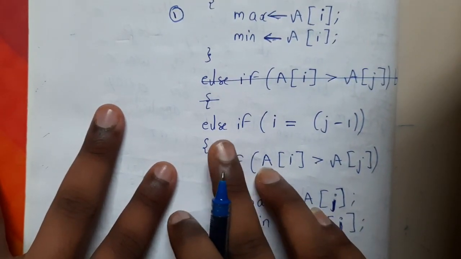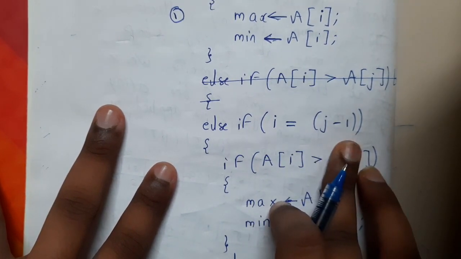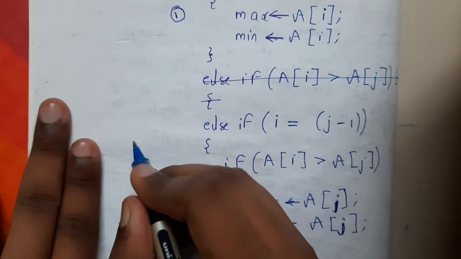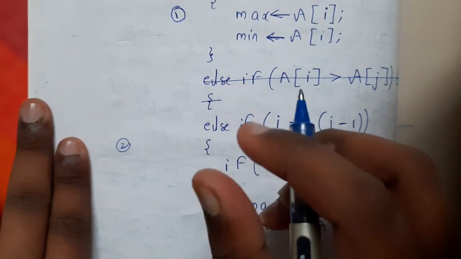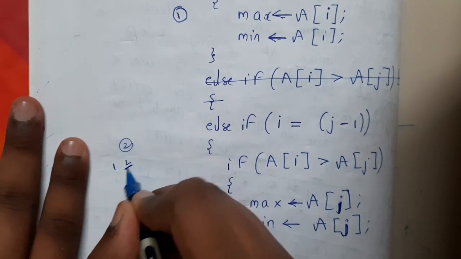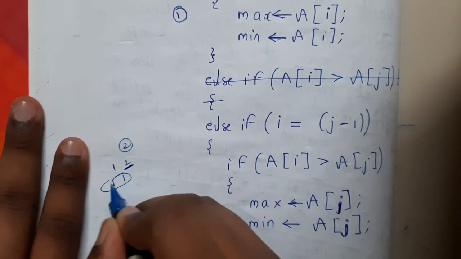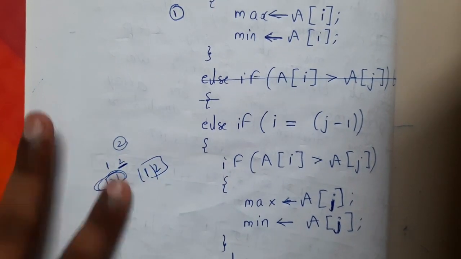Else if i is equal to j minus 1. Indirectly, here we are having only two elements. i is equal to j minus 1. So if you remove one element from j, you'll be getting i. That is nothing but 1, 2. If you remove 1 here, you'll be getting 1, 1, that is nothing but equal. So here there are exactly two elements in the array.